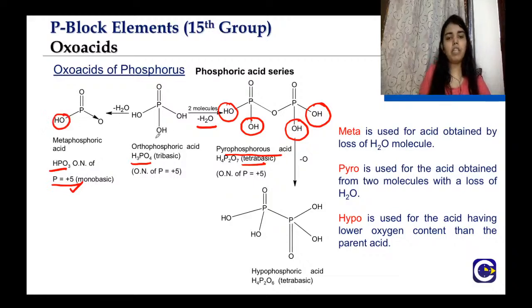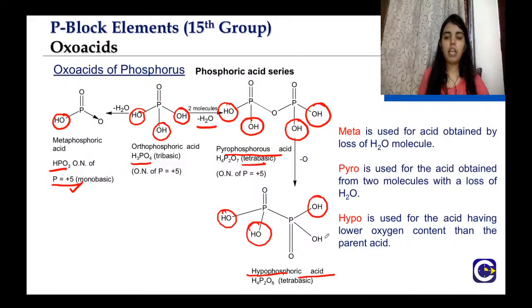Now here if you see H3PO4, the orthophosphoric acid, it contains 1, 2, 3 OH bonds, that means it is tribasic, right? Now from pyrophosphoric acid, if you remove one oxygen, that will give you hypophosphoric acid, which is tetrabasic. 1, 2, 3, 4. So it is tetrabasic. Now can you see here that this particular oxygen is removed and a P-P bond is formed here. So this you need to remember.